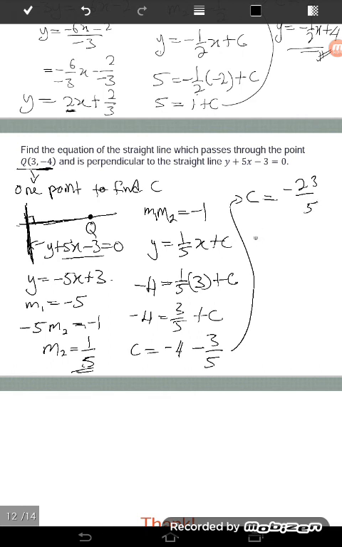So therefore the equation of the straight line is equal to 1 over 5x plus c, where c is negative 23 over 5. To make it look nice, multiply by 5. So 5y is equal to x minus 23.